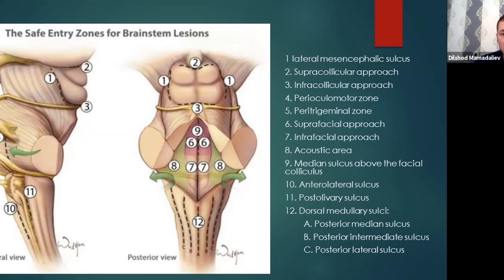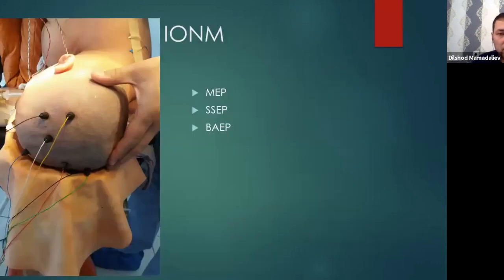In the literature there are specific zones called safe entry zones, which we appreciated from the previous lecture by Dr. Abhidha. We chose the supratrigeminal or peritrigeminal zone as the safe entry zone. Of course, intraoperative neuromonitoring is very important, and we used motor evoked potentials, somatosensory evoked potentials and brainstem evoked potentials during the surgery.